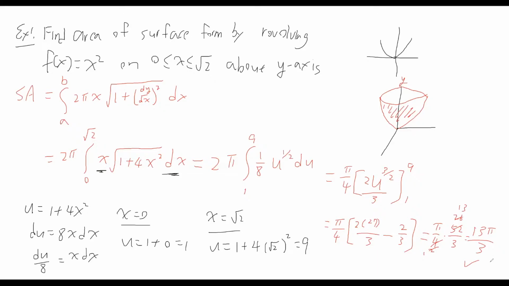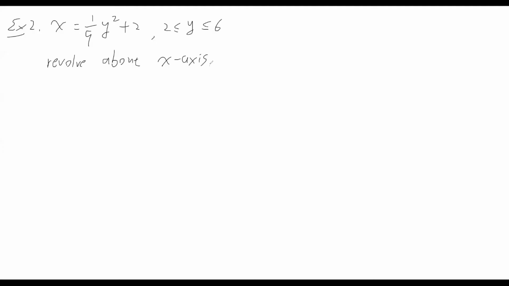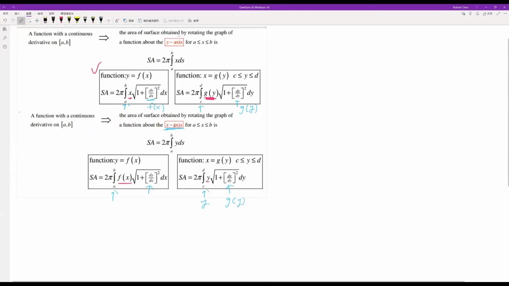Just need to figure out which formula to use. All right, let's try another one. Okay, we have a function in terms of y, right? x is equal to 1/9 y squared plus 2, right? So we can see this as g of y, right? And then y between 2 and 6, revolve about the x-axis, all right? So let's go back to the formula sheet and see which one we're going to use. All right, so revolve about the x-axis right here, and we are given g of y, x in terms of y. So we're going to be using this one right here.